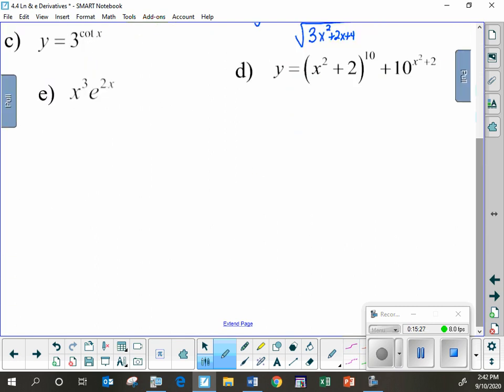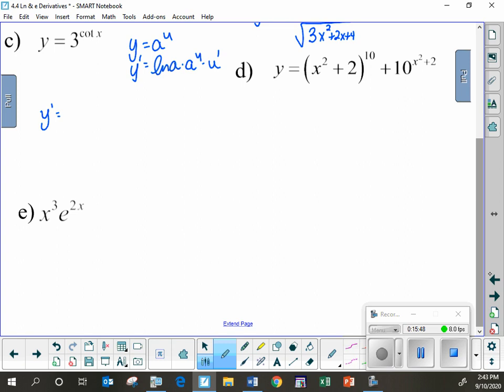C. 3 raised to the cotan of x. All right, this is like a y equals a to the u, and I know the pattern for that. It is natural log a times a to the u times u prime. You just need to have that working knowledge of all your derivatives, and then life is a box of cherries.